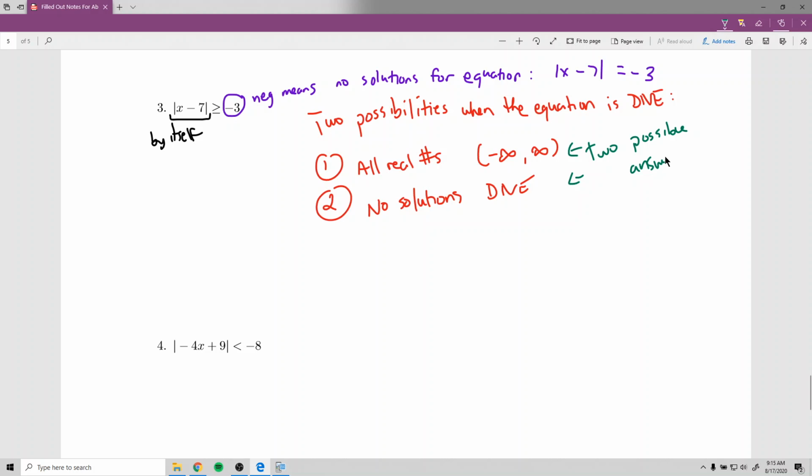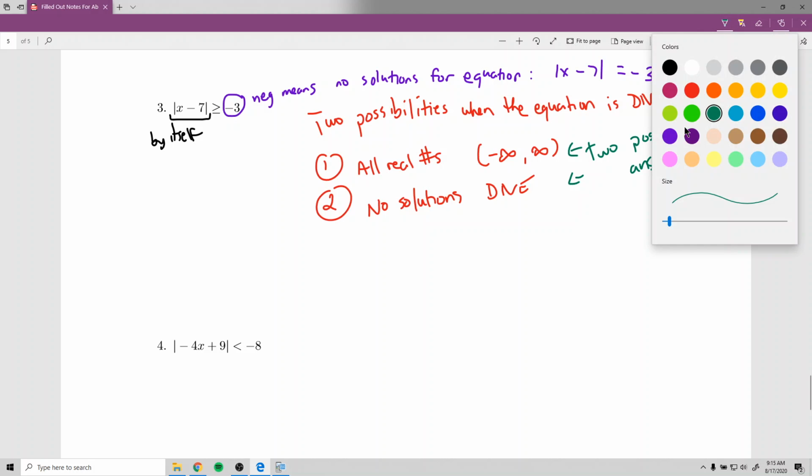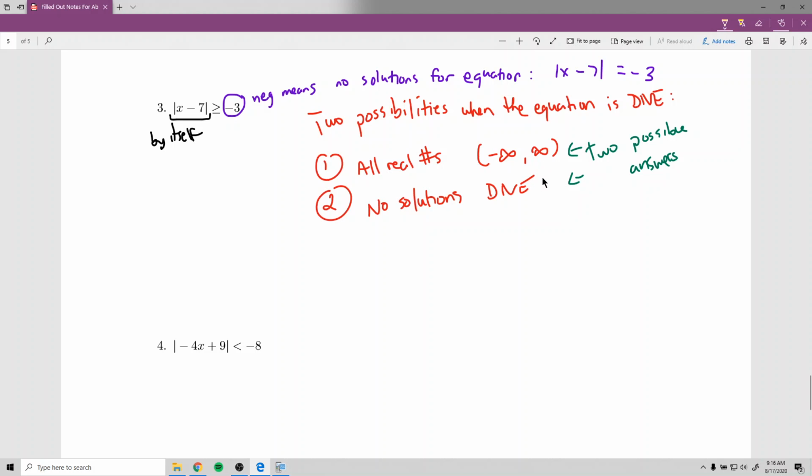Now, how do we figure out which one it is? There's two ways to do it, but with the absolute value, it's easier to understand the way I'm going to show you. The inequality is going to tell you which one to use. What this is saying is the absolute value of a number, right? If we plug in anything for x, like 10, we're going to get out a number. When is the absolute value greater than or equal to -3? Well, the absolute values are always positive.